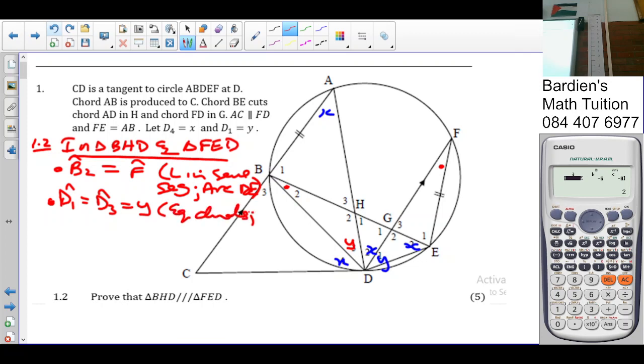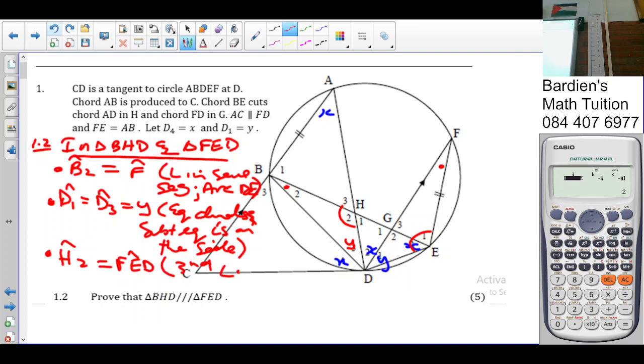Subtends equal angles on the same side. Okay? So that's enough to then say that H2 has to be equal to E1 and 2, which is FED. Why? Because it's a third angle of the triangle.